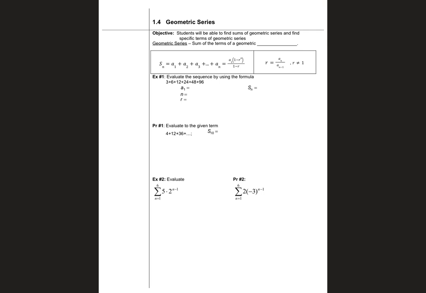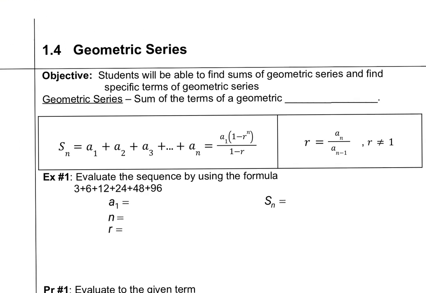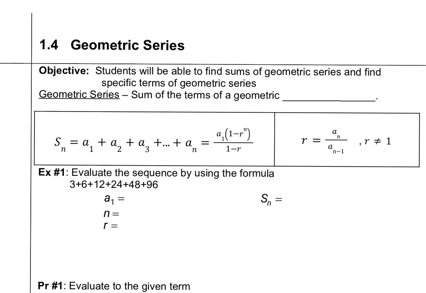1.4, geometric series. Students will be able to find the sums of geometric series and find specific terms of geometric series. What is a geometric series? This is simply the sum of the terms of a geometric sequence. And in case you don't know what a sequence is, it's literally just a pattern of numbers. And there's two different kinds. Well, there's probably several kinds, but there's two primary kinds, arithmetic and geometric. So we're only caring about geometric.